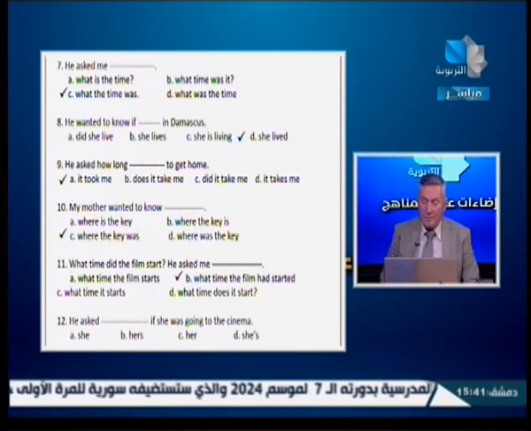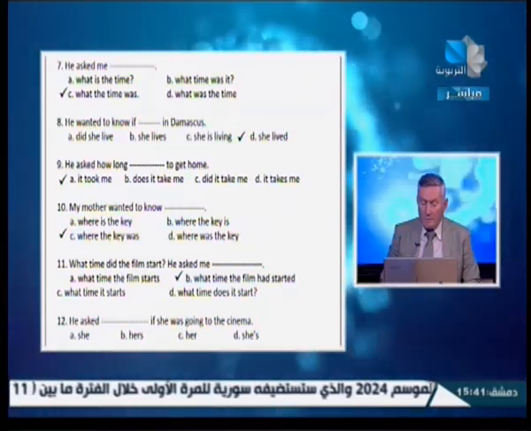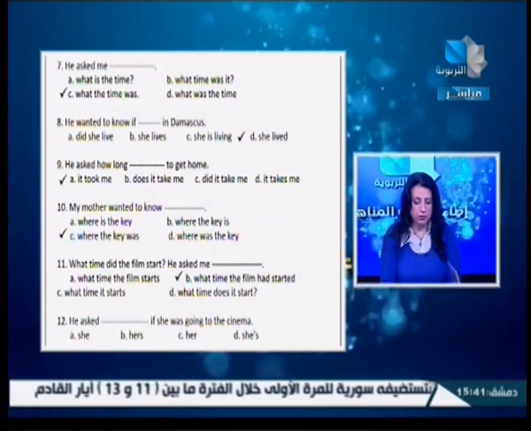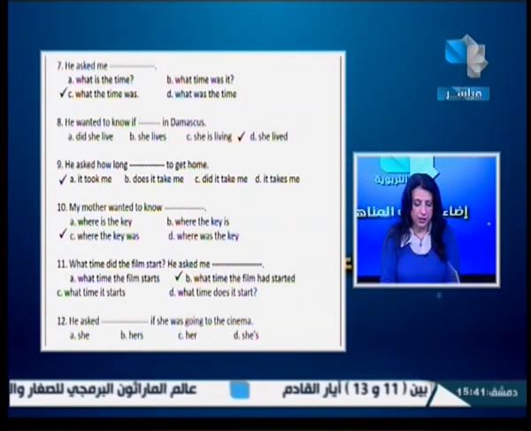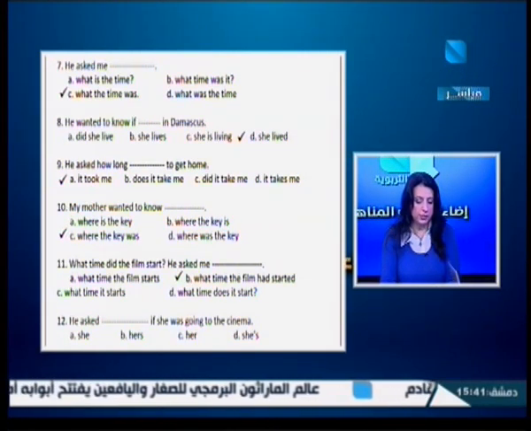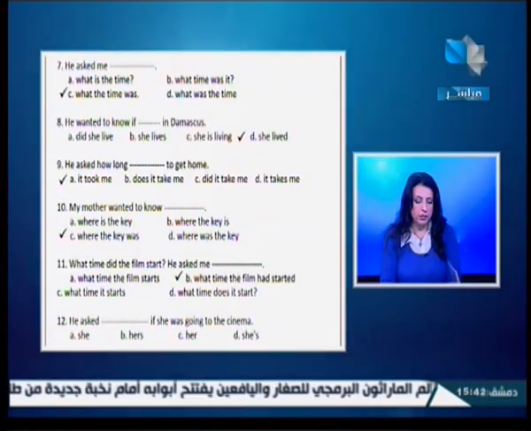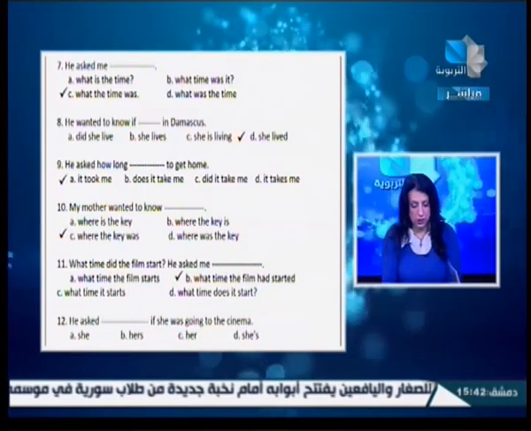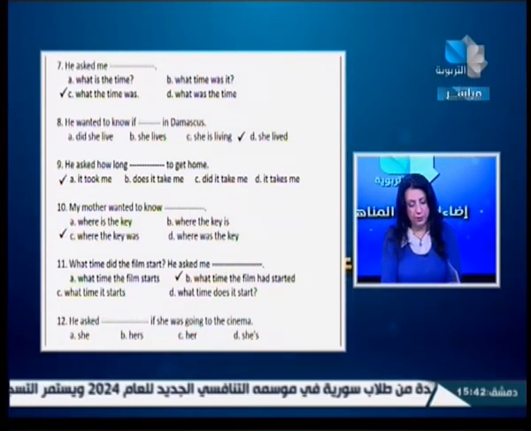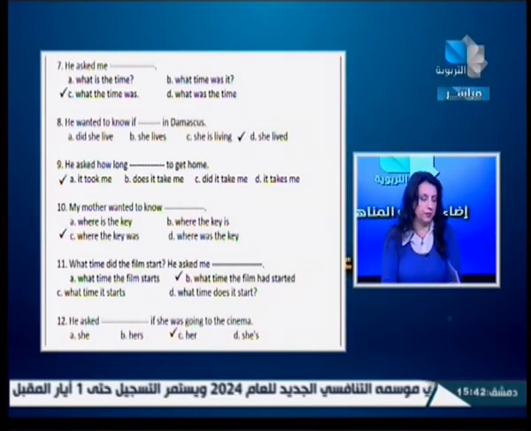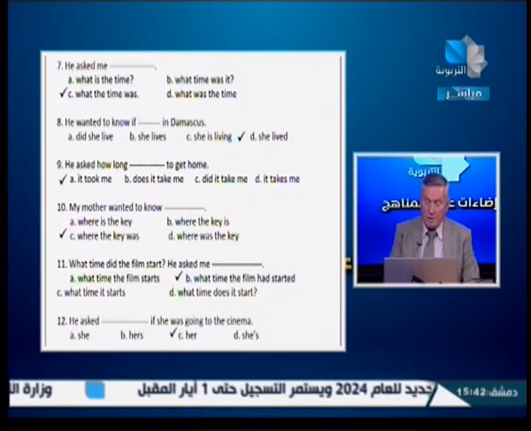Yes. Number twelve: he asked if she was going to the cinema. A, she, B, hers, C, her, or D, she's. He asked again in the simple past, so she was going to the cinema. We use the object pronoun. He asked her, letter C, her.